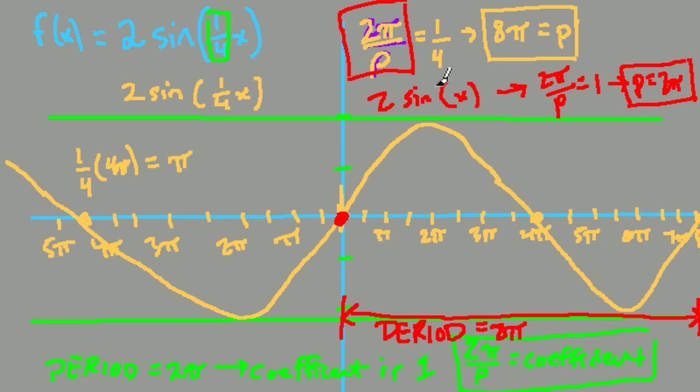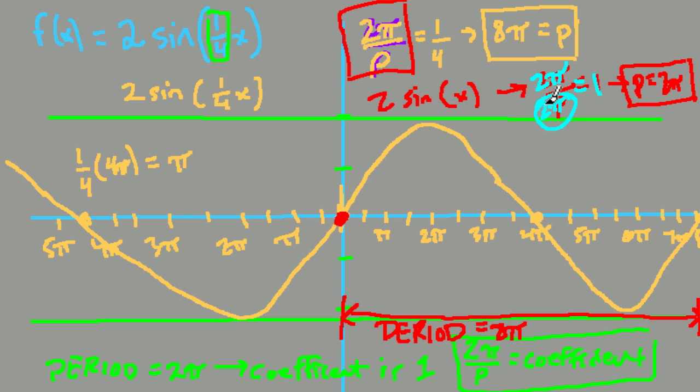With the sine of x, the period, the cycle, just like in the unit circle, was every 2 pi radians, or 360 degrees. So in order for that to be our reference point, 2 pi over the period would have to equal 1. That means the period would have to be 2 pi, because 2 pi divided by 2 pi gives you a coefficient of 1. So 2 pi is the period.